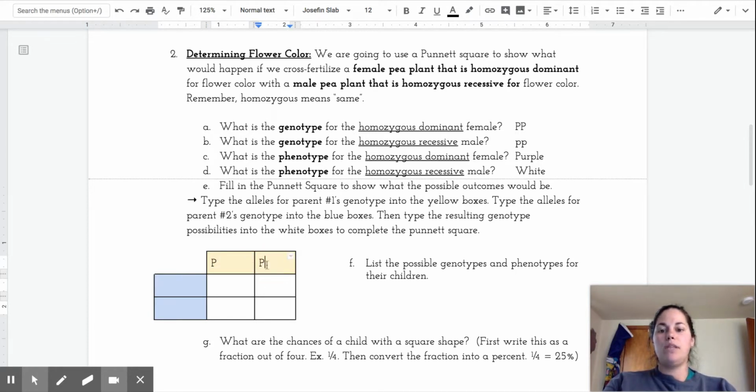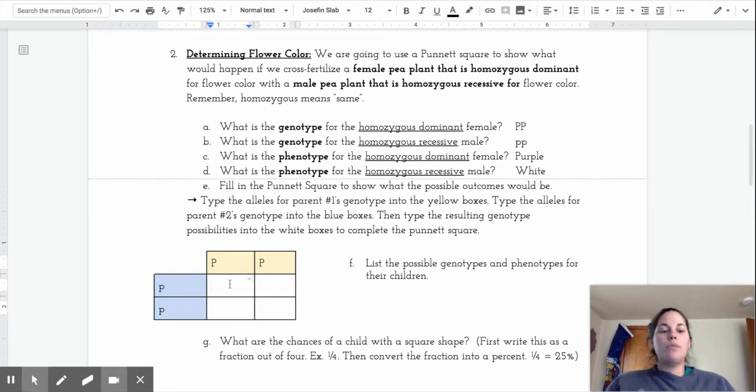So we split those alleles to show that they are there. And then we'll put the other parent here in the blue boxes. And the homozygous recessive male has the genotype pp, both lowercase. So we split those alleles up.